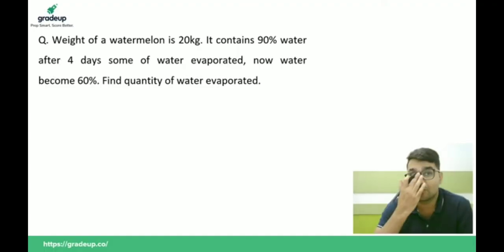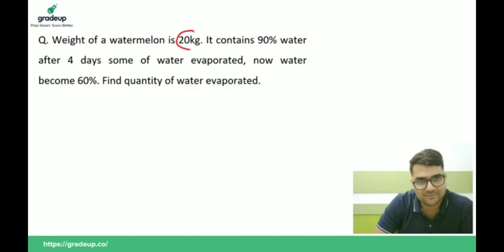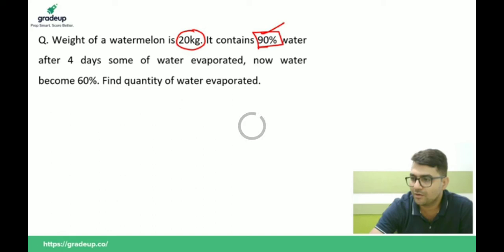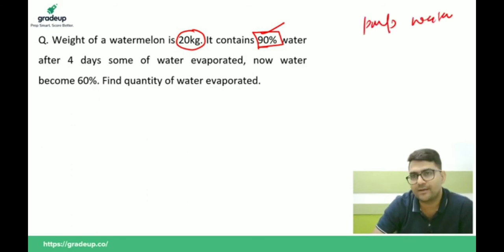Okay, now I will tell you the solution to this question. Guys, the weight of a watermelon is 20 kg. All right, guys, it contains 90% water. Each and every fruit always contains two things. Number one, pulp, and number two, water. All right, and always remember, pulp always remains constant.